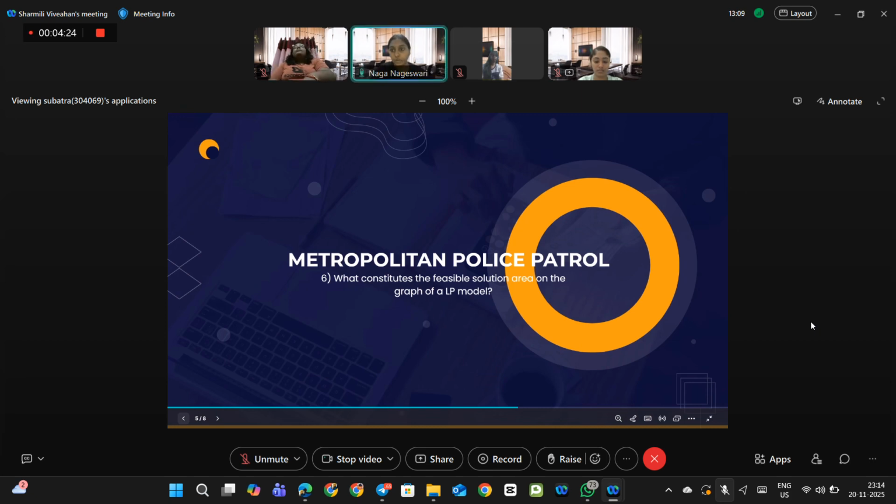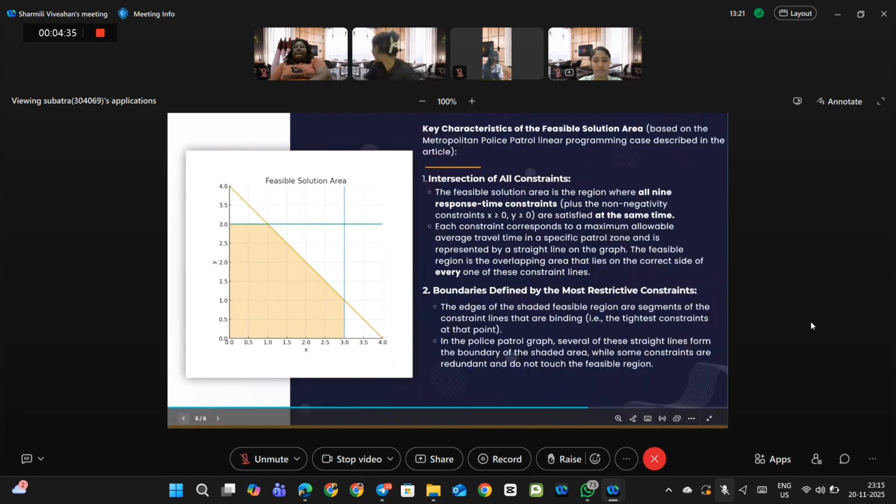Now we can move to the second question, which is the feasible solution. Next. Next. Okay. The feasible solution area is the region in the graph where all constraints are satisfied at the same time. In the Metropolitan Petrol case, each constraint represents a maximum allowable travel time for a petrol zone. Only the points that lie on the correct side of all these constraint lines form the feasible region.